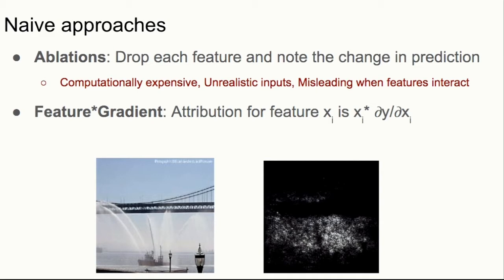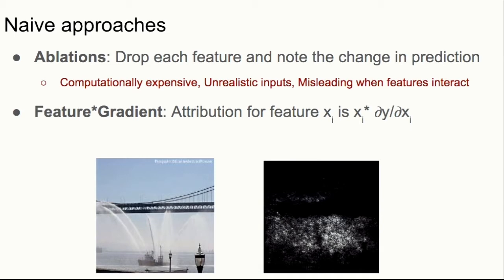The picture on the right is a visualization of feature times gradient. Each pixel of the original image is scaled by its attribution, so the brightest pixels are the ones that have the most attribution. Now, if you notice, the attribution is kind of scattered all over the place. It looks like it's these water spouts over here. There's some stuff over here that's important.